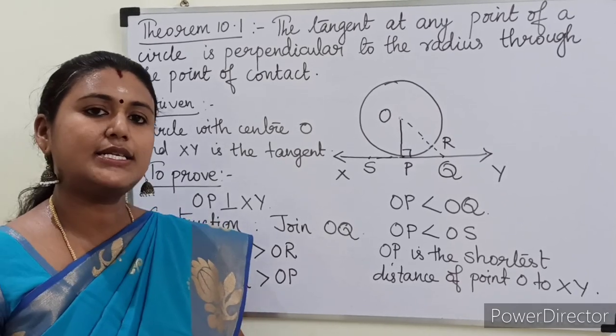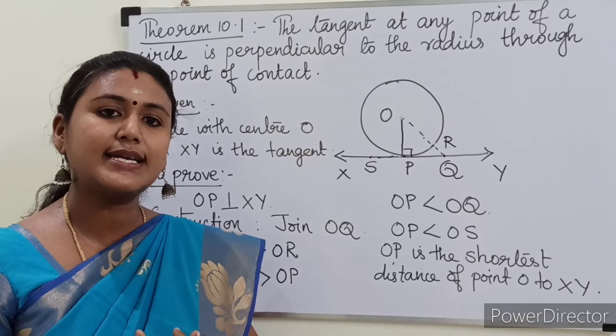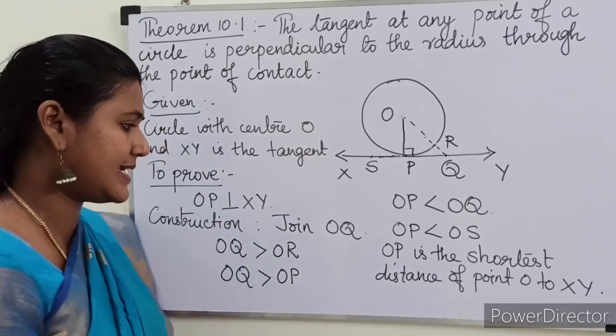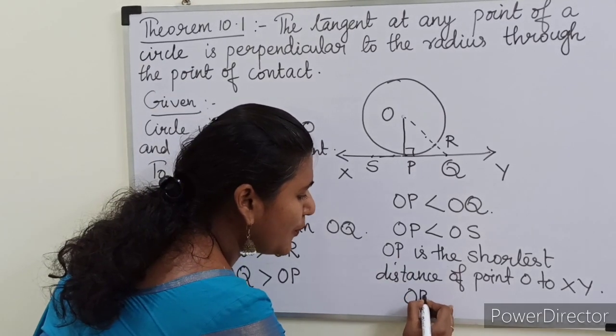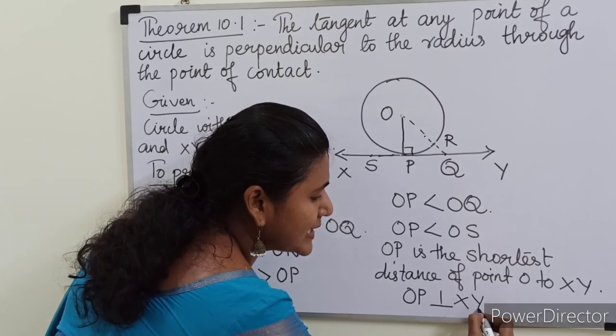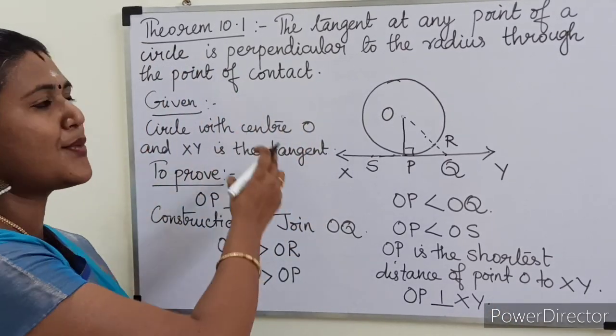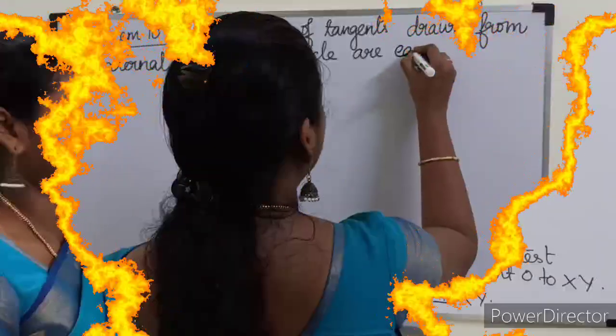But we know that the shortest distance is the perpendicular distance. So we can write OP is perpendicular to XY. This is how you have to prove the first theorem.